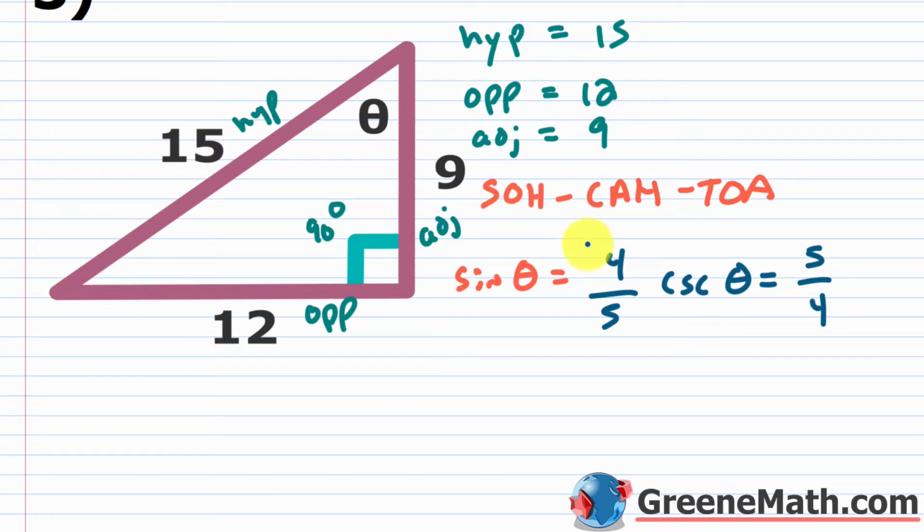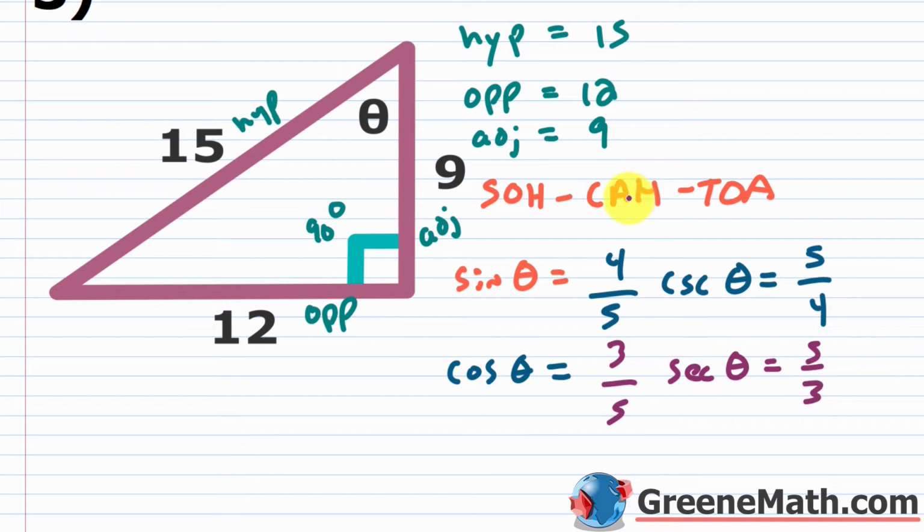All right, for the cosine of theta, this is equal to what? Well, again, here's your C. You have the A and then the H. So the A is for the adjacent, the H is for the hypotenuse. So the adjacent is 9, the hypotenuse is 15. You have a common factor of 3. 9 divided by 3 is 3. And 15 divided by 3 is 5. So this is 3 over 5 or 3/5. For your secant of theta, this is the reciprocal of this, so 5/3. Again, that's going to be hypotenuse over adjacent.